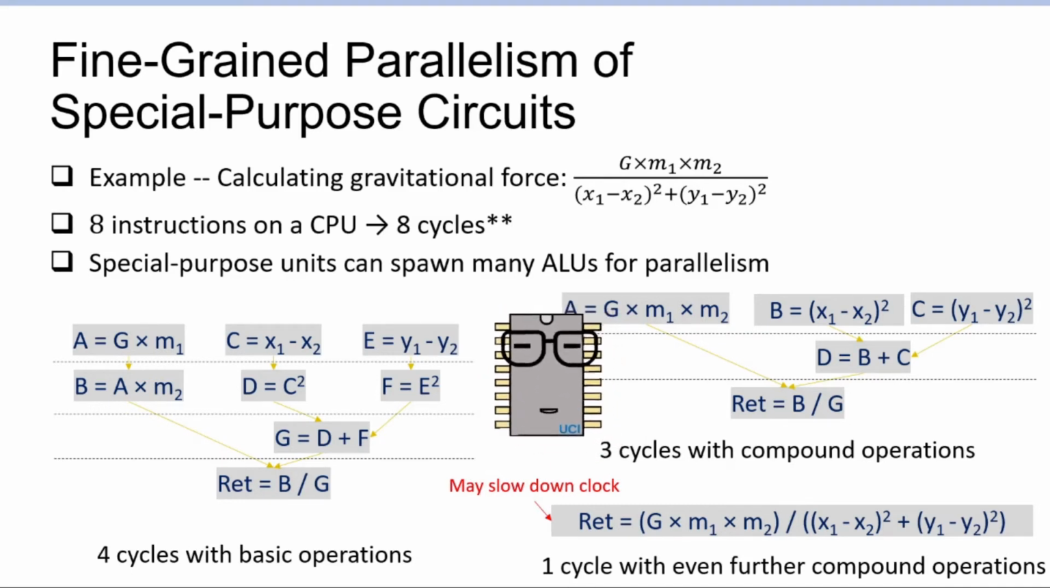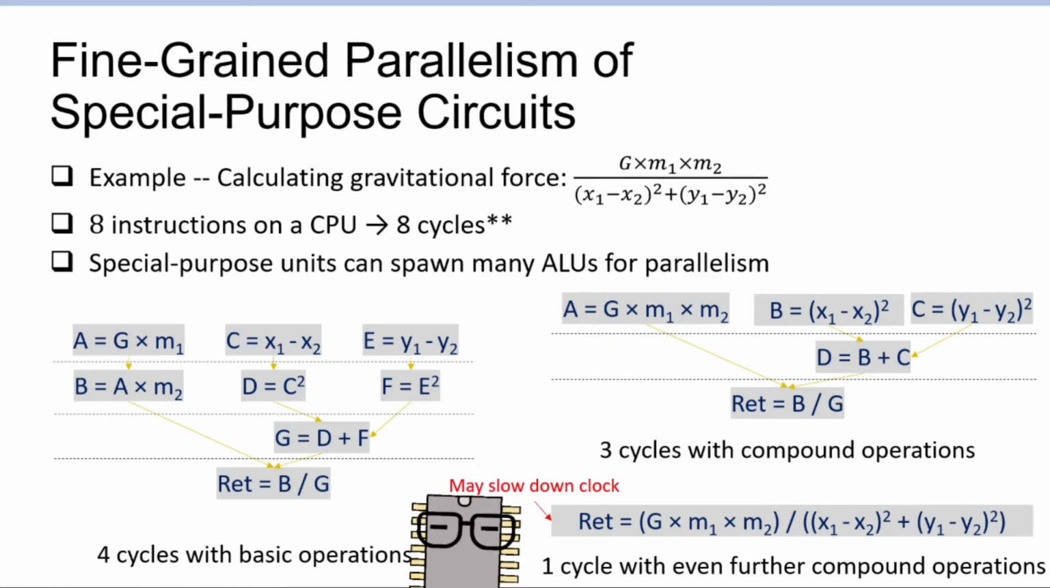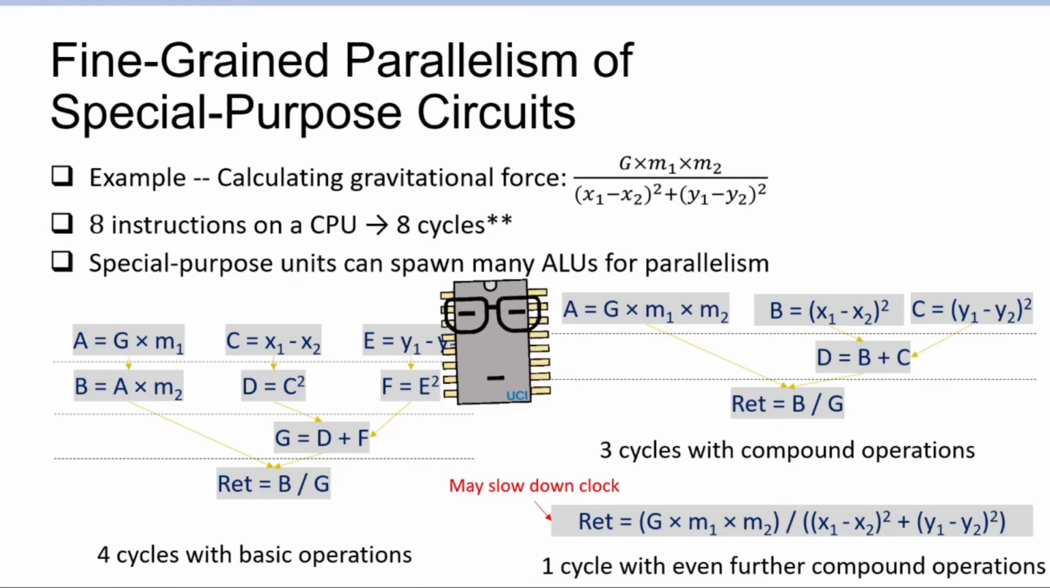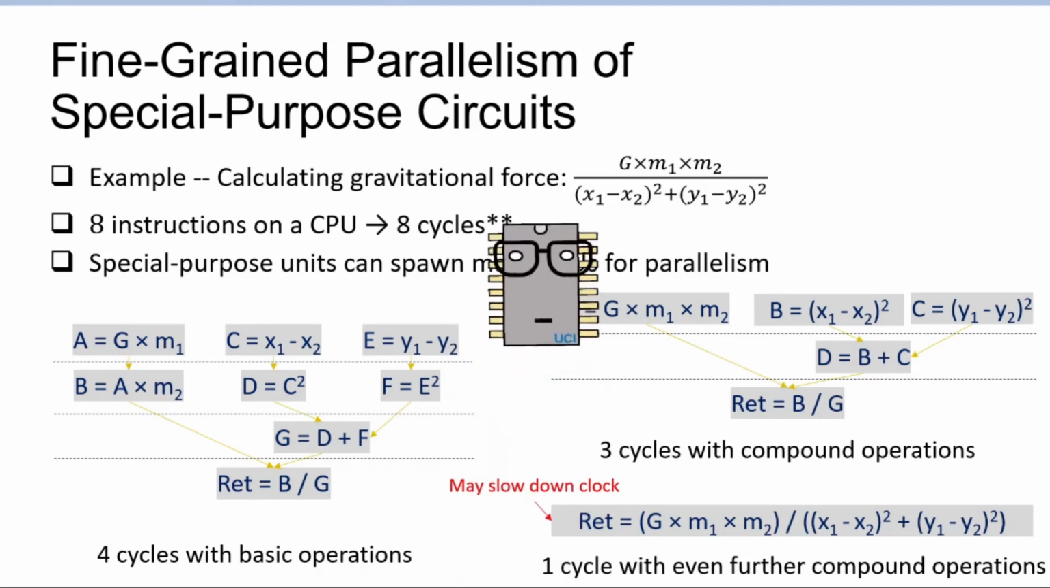And if the clock is slow enough, or if the ALU is efficient enough, then we can even have everything done in a combinational circuit within a single cycle. Of course, this may slow down the clock. If we're talking about floating point operations, most of the time every single floating point operation has multiple cycles of latency. So in reality, the pipeline depth will be much, much longer.